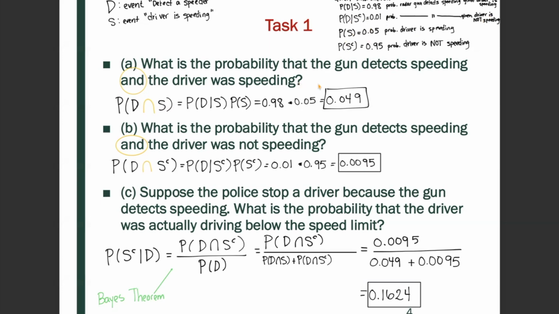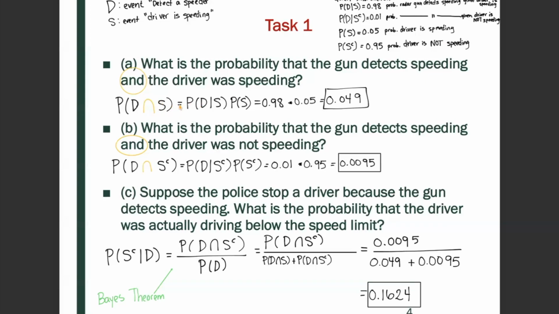So what is the probability that the gun detects speeding and the driver was speeding? Here, this "and" is a key word that shows that we're going to do an intersection. If it was "or," then we would have a union, but right now it says "and," so that's an intersection. So we want to know the probability of event D intersect event S. In other words, the probability that the gun detects speeding and that the driver was speeding.